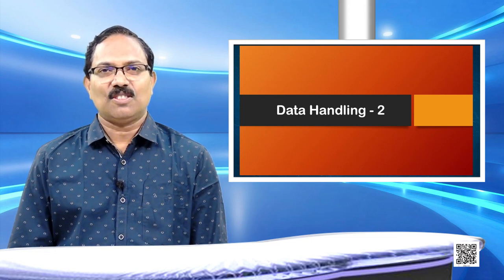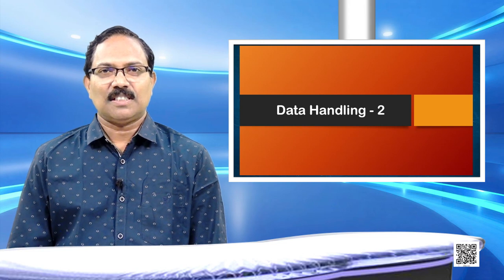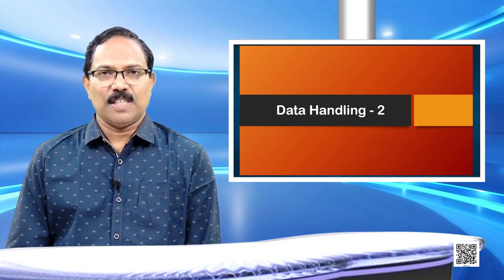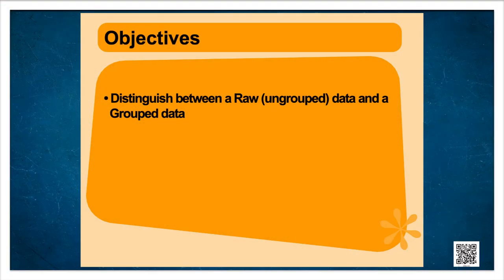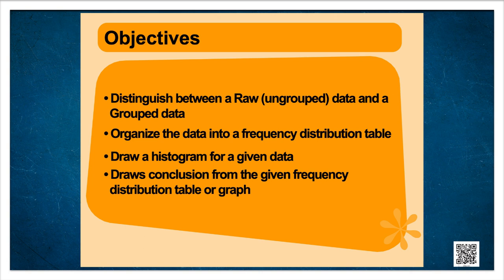Not only that, you have also learned how to interpret the data when the data is given in the graphical form. In the present episode, let us learn more about how to organize the data. After watching this episode, you should be able to distinguish between a raw data and a grouped data, organize the data into frequency distribution table, draw a histogram for a given data, draw conclusions from the given frequency distribution table or graph.